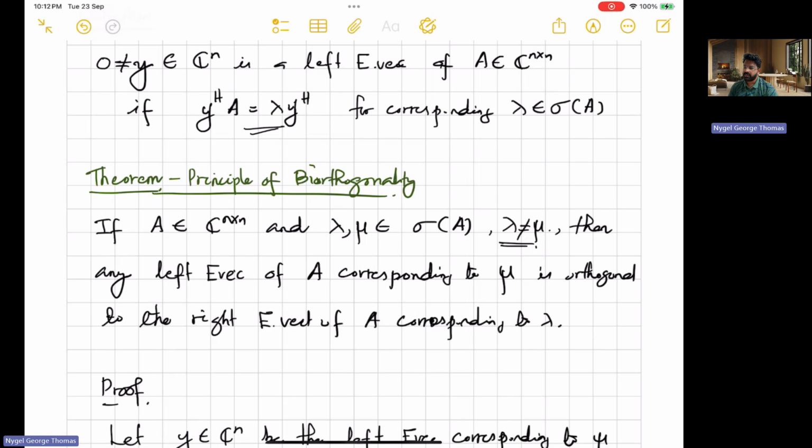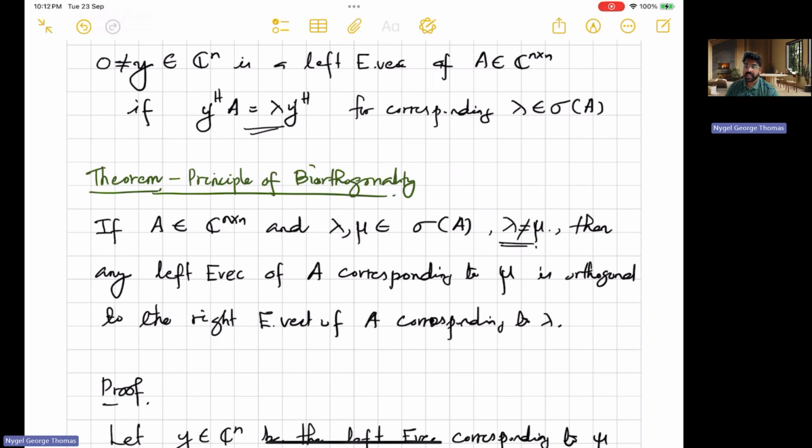Now let's look at the theorem, which is known as the principle of biorthogonality. What this says is we have a matrix A, which is a square matrix in Cn cross n, and we have two eigenvalues, lambda and mu, which belong to the spectra of A, such that lambda is not equal to mu. Then any left eigenvector of A corresponding to mu is orthogonal to the right eigenvector of A corresponding to lambda. So this is not the case with lambda equal to mu. If it's the same lambda, this will not hold.